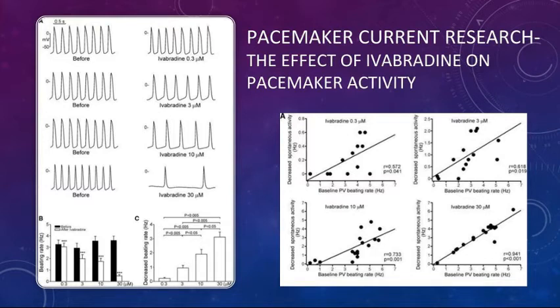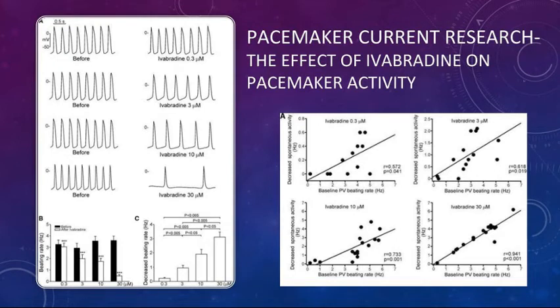The control group that they used to compare was the pacemaker activity before the administration of ivabradine. The 4 experimental groups was the pacemaker activity after ivabradine administration. The first group was 0.3 micromolar of ivabradine. The second group was 3 micromolar. The third group was 10 micromolar. And the fourth group was 30 micromolar of ivabradine.